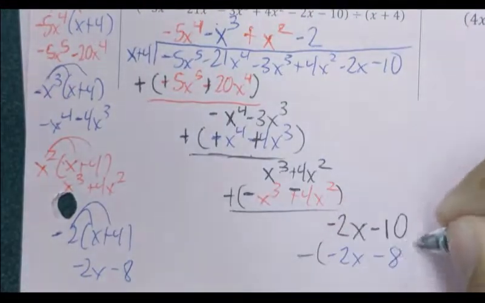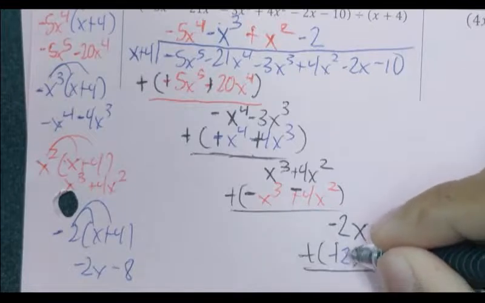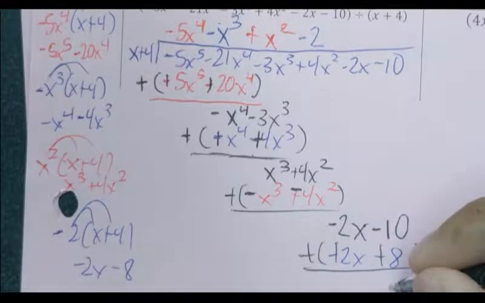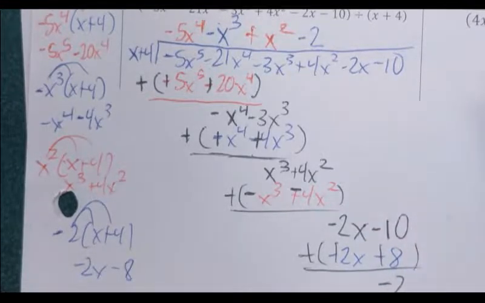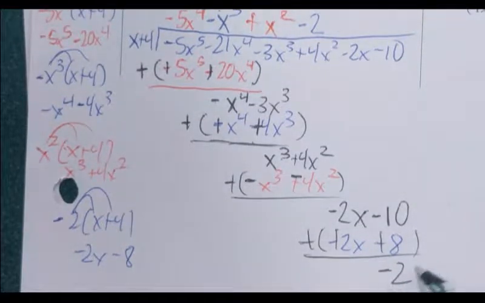Okay, in order to subtract, I'll switch the signs. Okay, negative 2x plus 2x cancels out. Negative 10 plus 8 is negative 2. Okay, so I've got no more terms to bring down, so this will be my remainder.